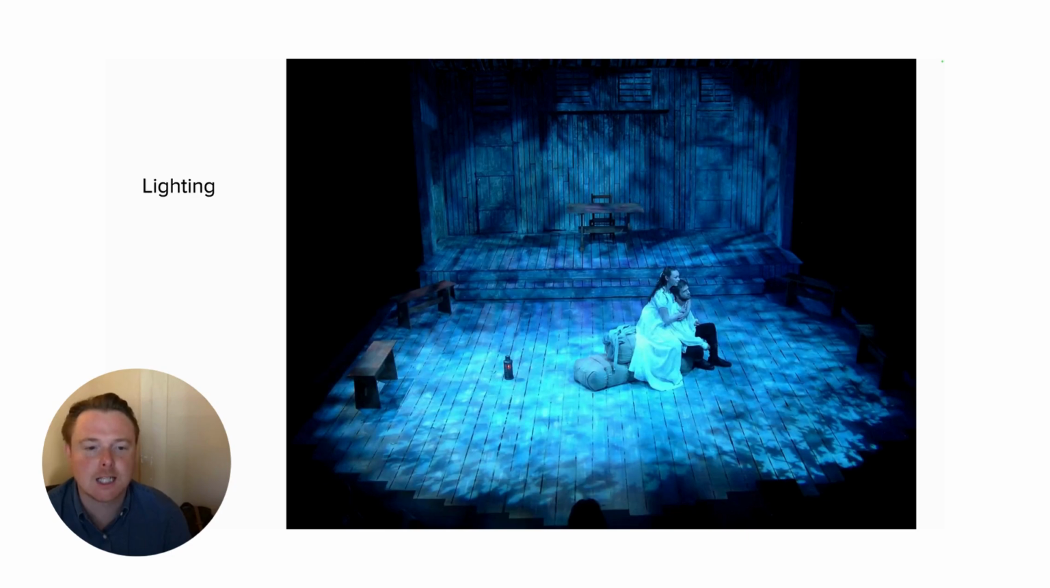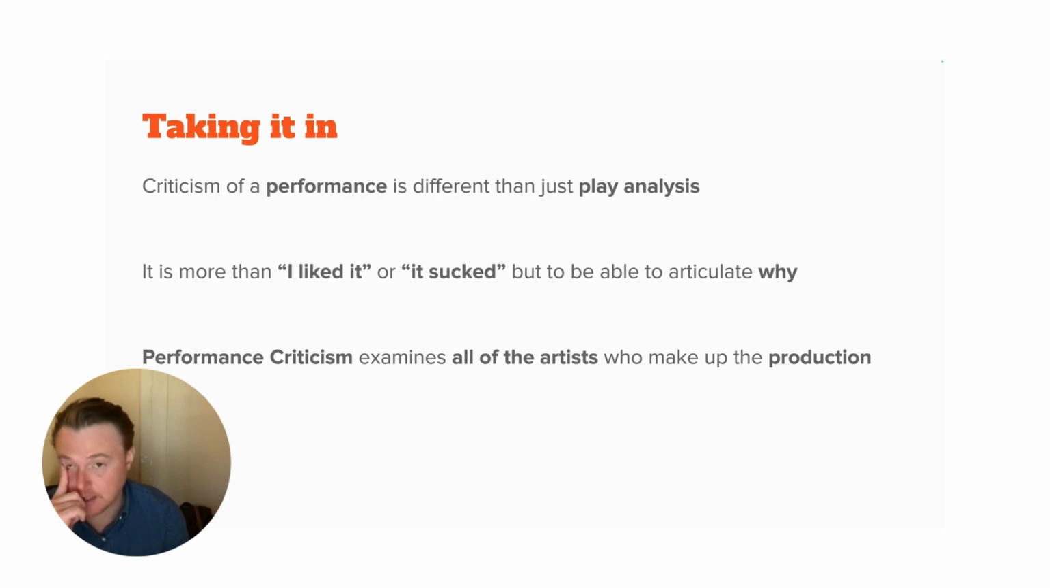And finally, the lighting. Lighting is probably the one that we don't think about the most. We see the other elements more substantially, more overtly, but lighting is incredibly important. As you can see here, it gives a whole mood, a whole atmosphere to this scene. It's blue, you imagine it's night, there are even leaves there on the ground. So seeing a play is about taking it all in.